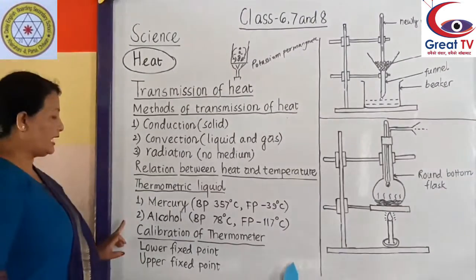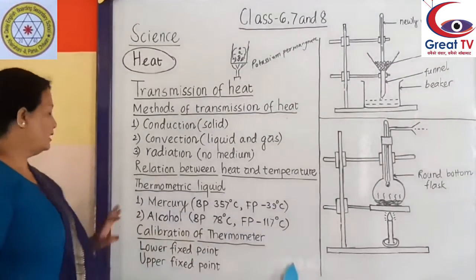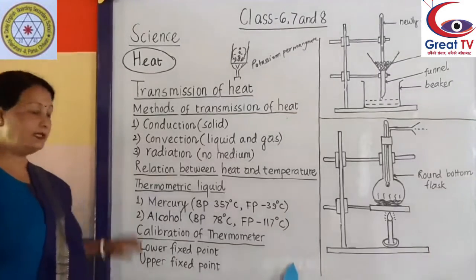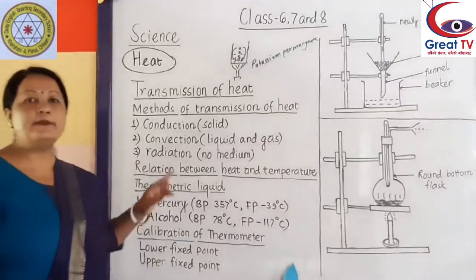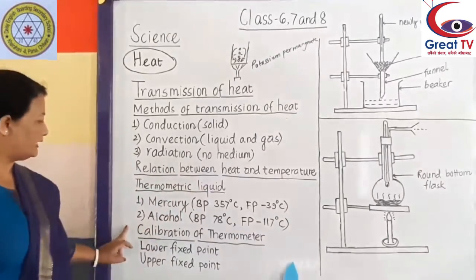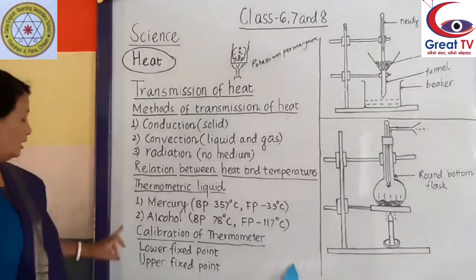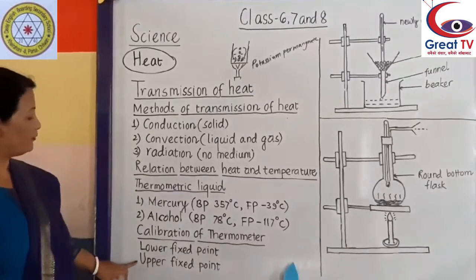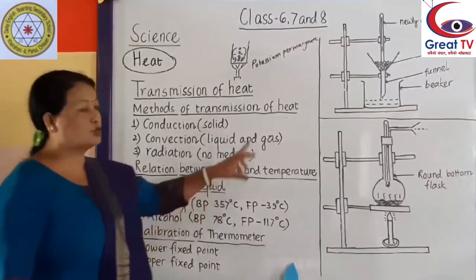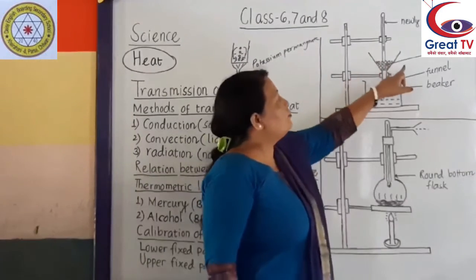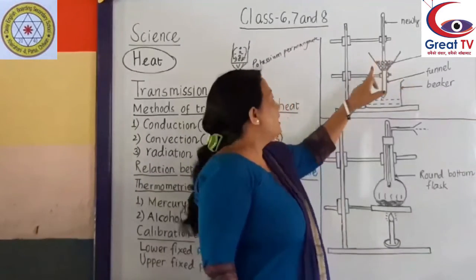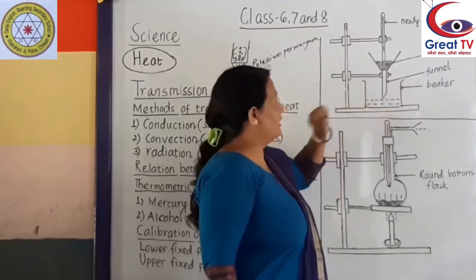Next topic is calibration of a thermometer. The process of determining the lower fixed point and upper fixed point in a newly made thermometer is called calibration of a thermometer. To show the lower fixed point and upper fixed point, I am going to show some experiments. Now, take a funnel with pure ice cubes. Keep a beaker below the funnel.